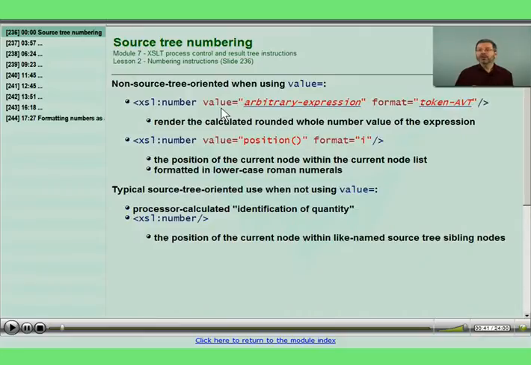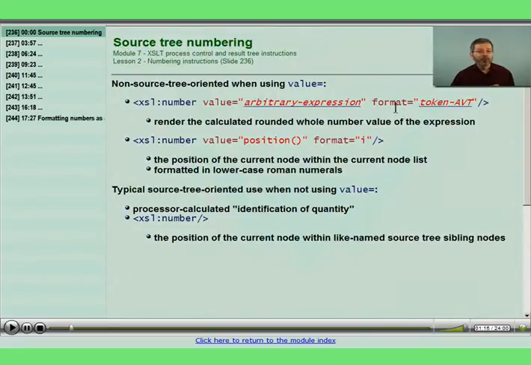number, the processor does one kind of behavior. When the value attribute is absent in the number instruction, it does a very different behavior. That's the difference, and it took me a while to understand what was going on. When we use the value attribute, we have some expression here that gets evaluated to a number. That number is rounded to the closest whole number.